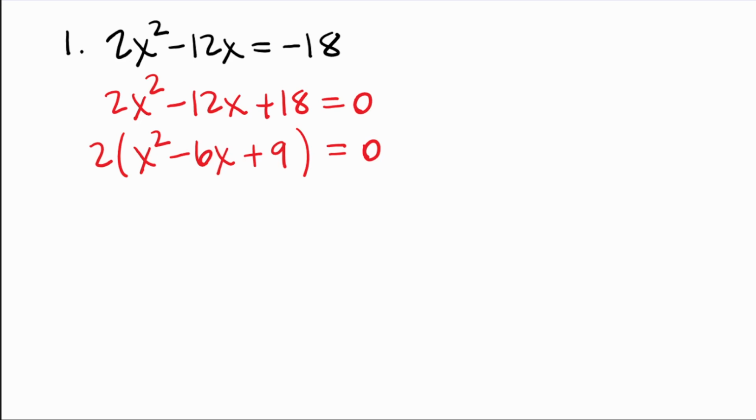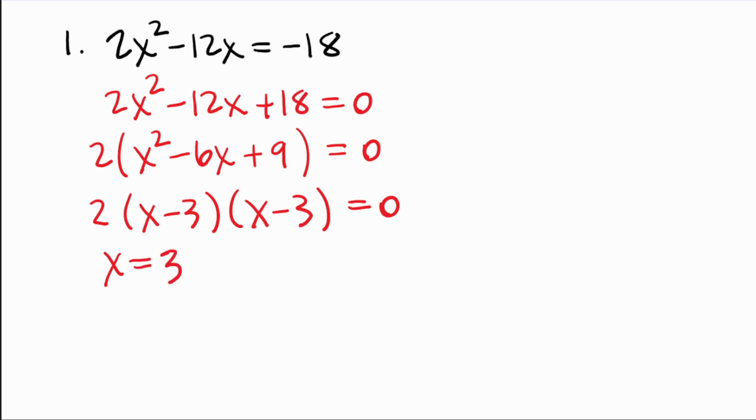I know two numbers that multiply to positive 9 and add to negative 6. That would be negative 3 and negative 3. Okay, and then I'll get x minus 3 equals 0, and that's telling me that x is only equal to 3.